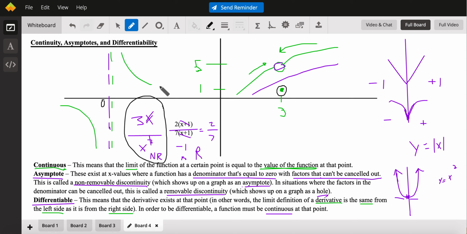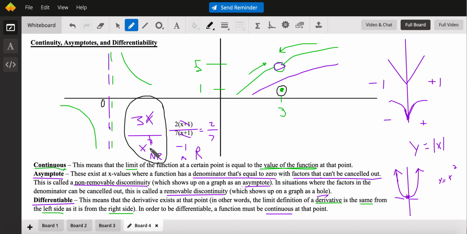So what that means is on the right side of this asymptote, you have this green curve that goes up forever and ever, but never touches this dashed vertical line. You have a curve on the left that goes down forever and ever, but never actually touches this dashed line. That's an asymptote.